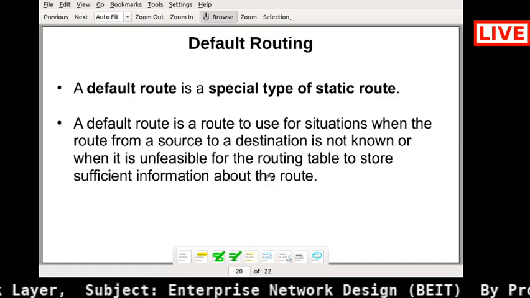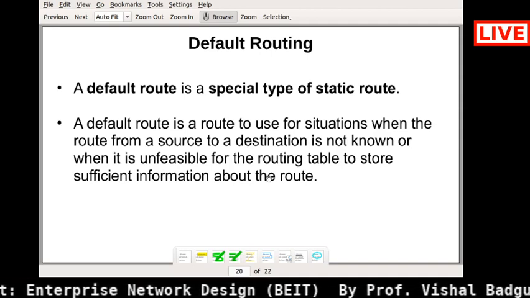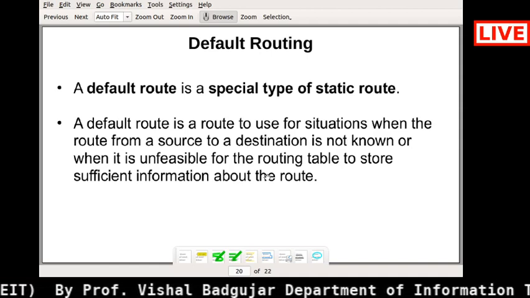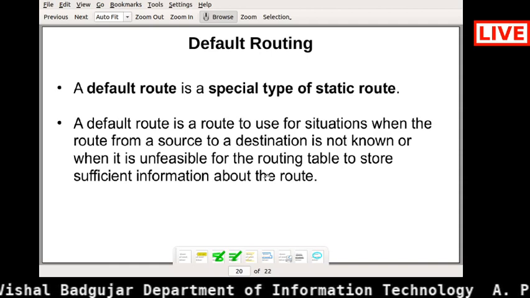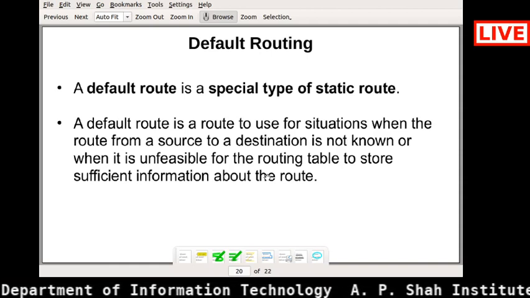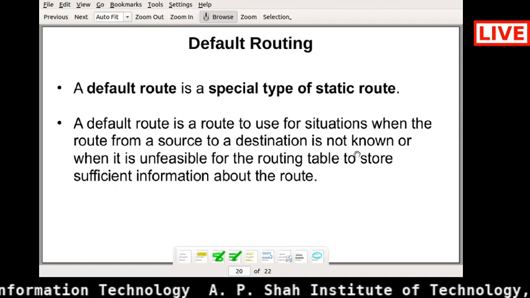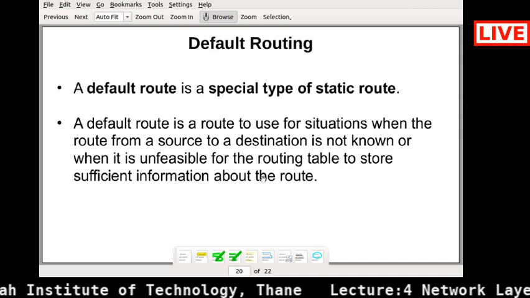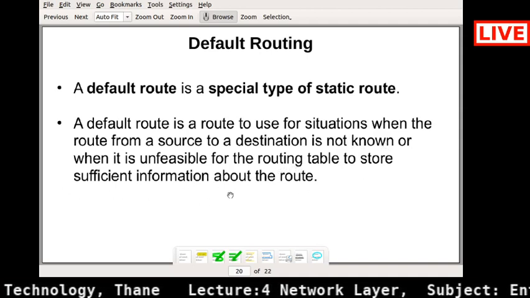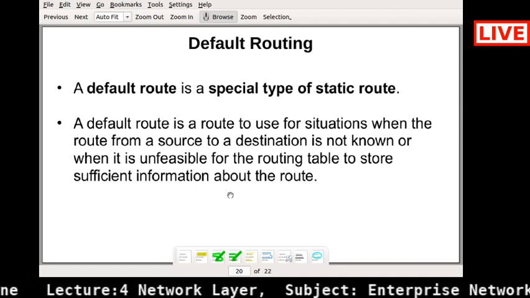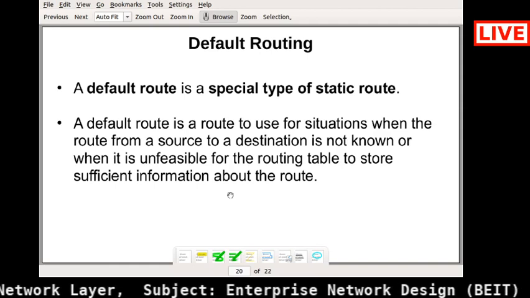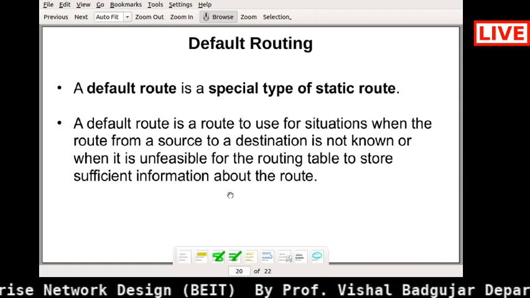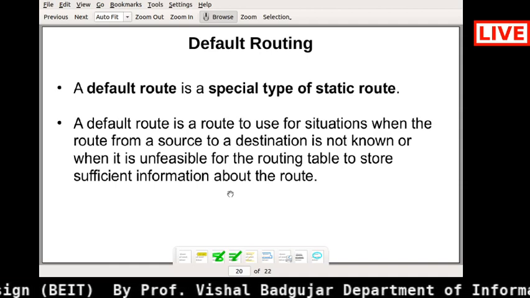So the last one is default routing. Here a default route is a special type of static route, right? Because here you need to configure it manually. It is used for the situation when the route from a source to destination is not known, or when it is unfeasible for the routing table to store sufficient information about the route. That can also be one possible case where your routing table is not able to store sufficient information about the route. In that case also you can use default routing.